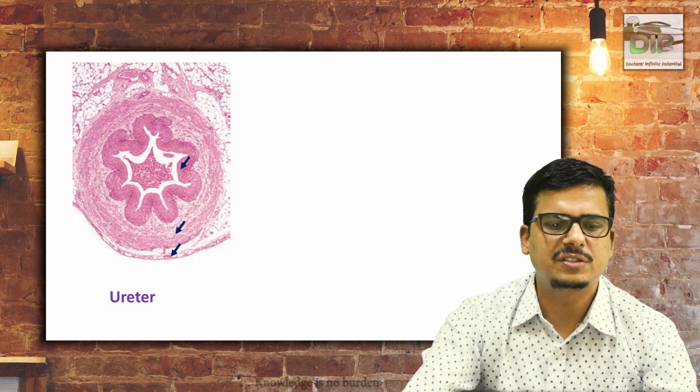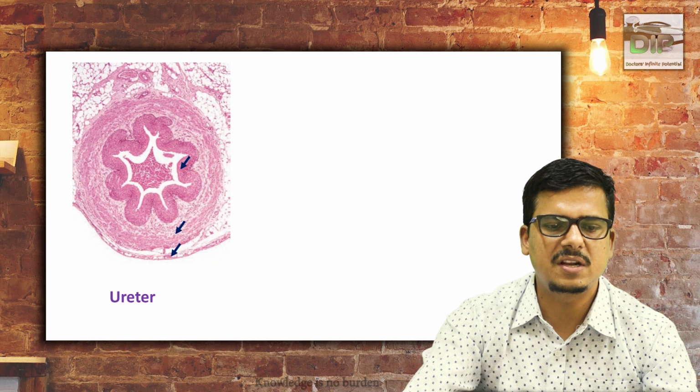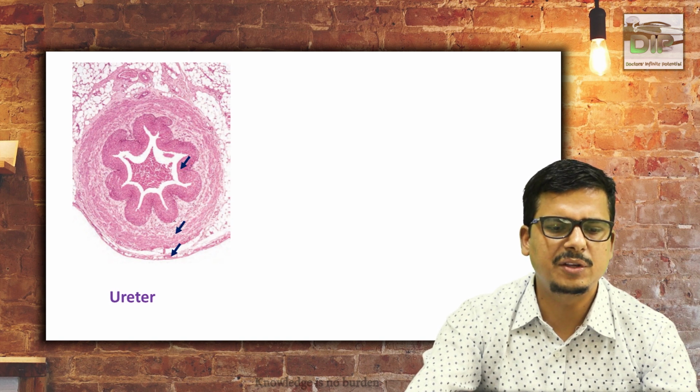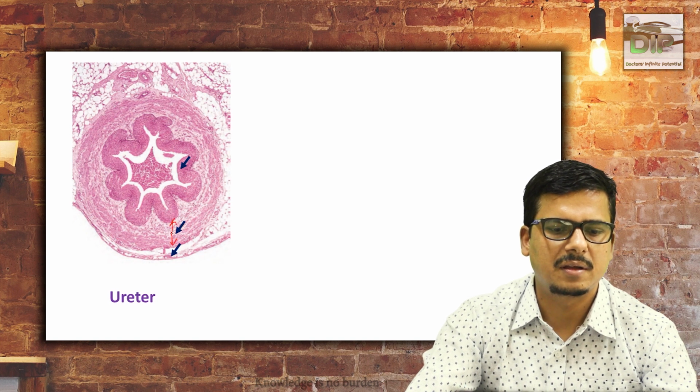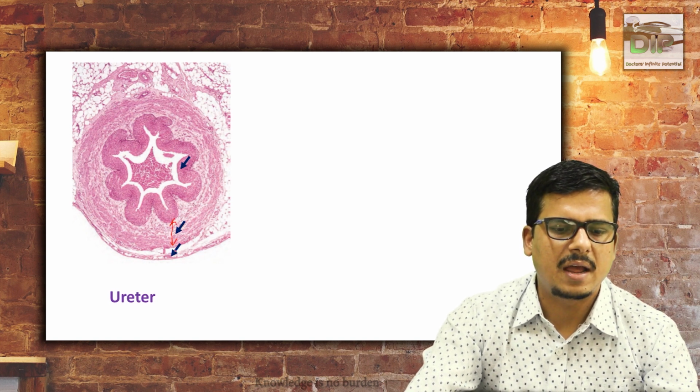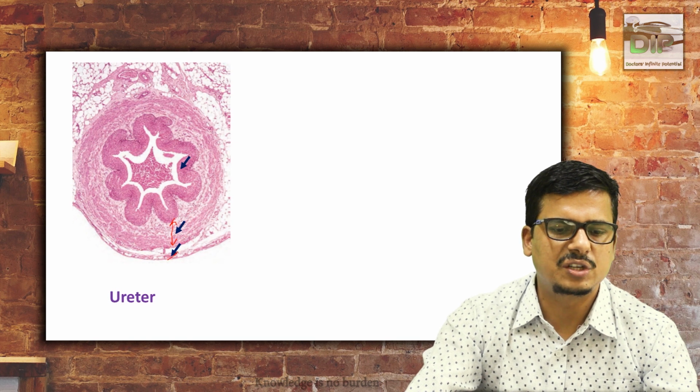So if you follow these previously named layers, the innermost layer is the mucosal layer. This mucosal layer is the transitional epithelium or urothelium. Then a very thin lamina propria is found, and mainly you are going to see this muscle layer, and this is the outermost layer, the serosal layer.